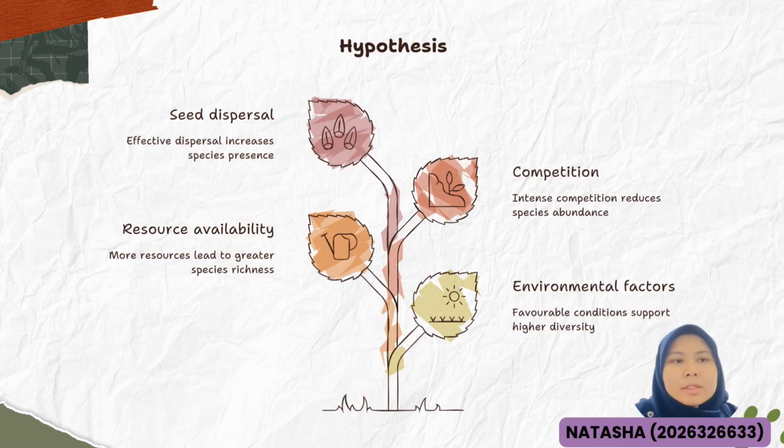Based on our hypothesis, the differences in plant species among quadrants are mainly caused by variation in environmental conditions, resource availability, competition, and seed dispersal. Therefore, we expect quadrants with more favorable conditions to have a higher diversity of plant species compared to quadrants with less favorable conditions.